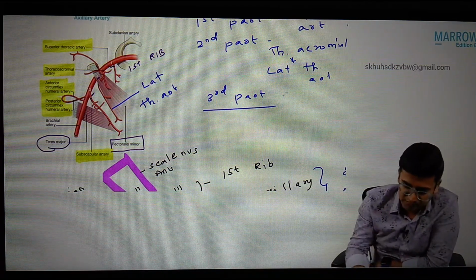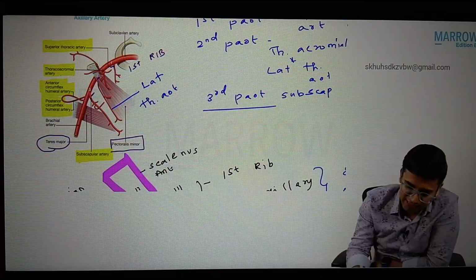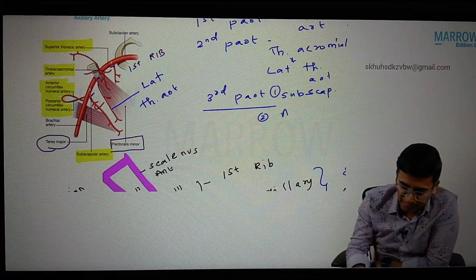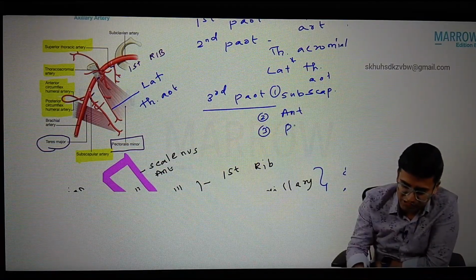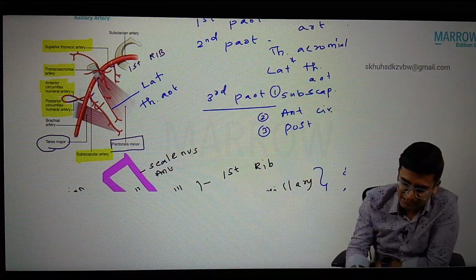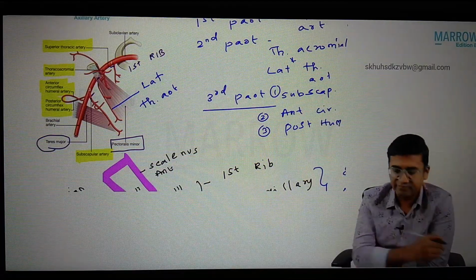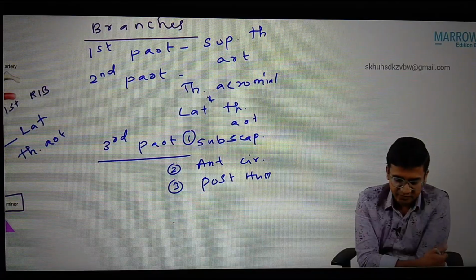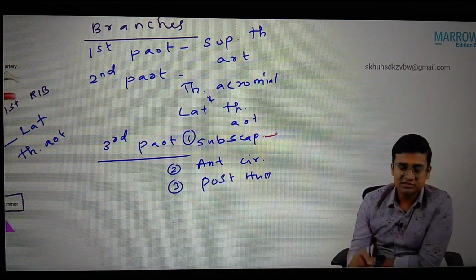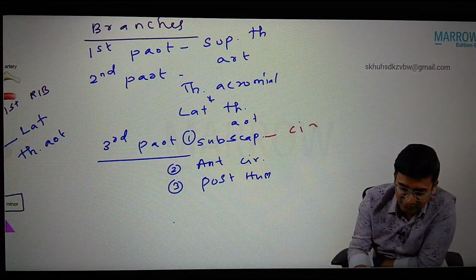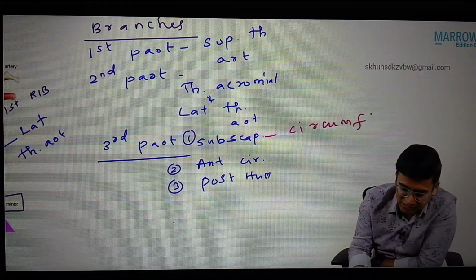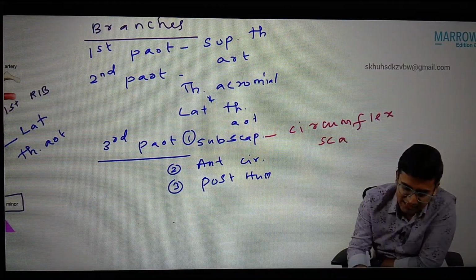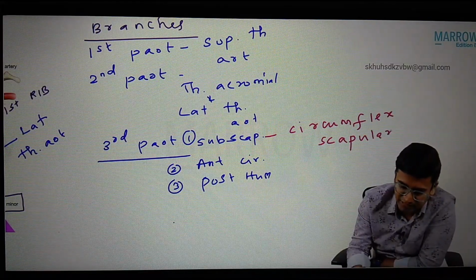Number 1, subscapular artery, number 2, anterior, number 3, posterior circumflex humeral artery. So we have three branches from the third part. Now the subscapular artery, in turn, gives the circumflex scapular artery. So the circumflex scapular artery is the branch of the subscapular artery.